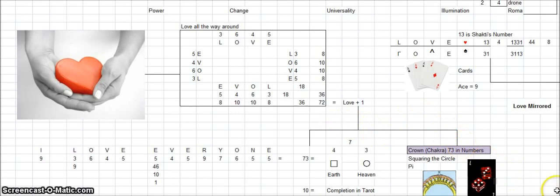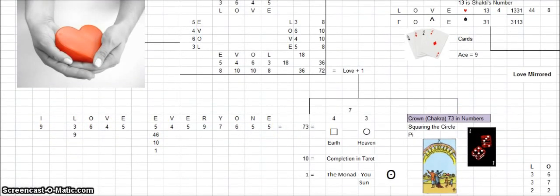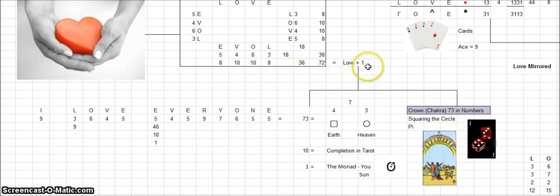If you were to say, I love you, and you break down the numbers, I love you and I love everyone all come out to the same number, which I thought was pretty neat. So 72 plus 1 equals the 73 of you loving everybody. And 73's got its own special applications as well.